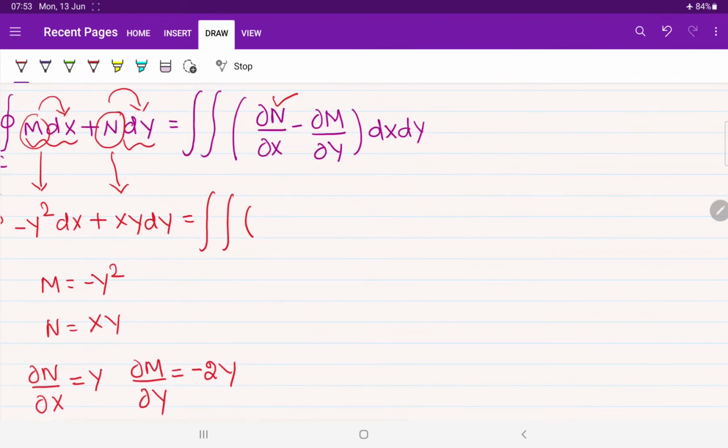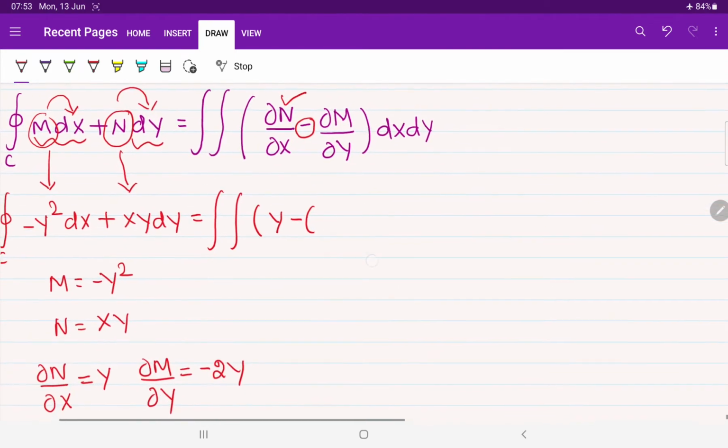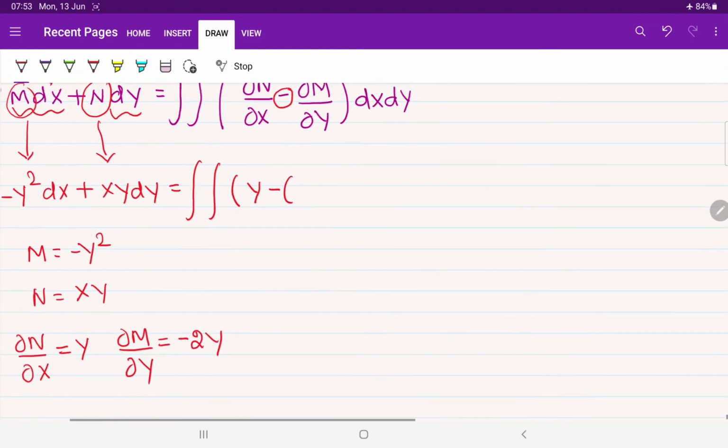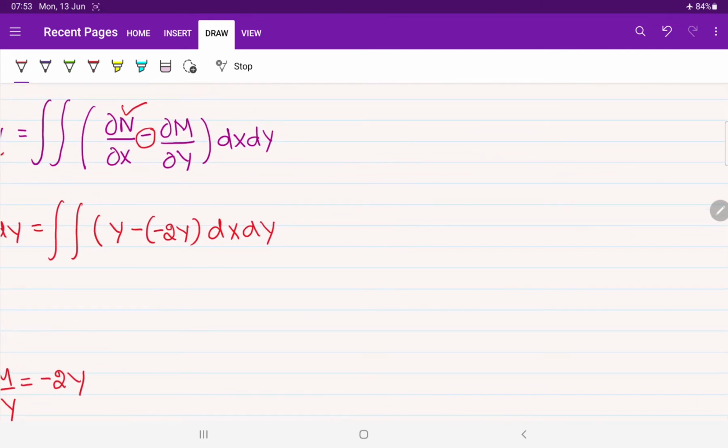Let us substitute both values. Dou n by dou x, we got y, minus, since in the formula we have a minus, dou m by dou y, where m equals minus y square, so from that we got minus 2y. Let me substitute that minus 2y here, such that the overall value will become 3 times y. After that we can complete our integration. So y minus of minus 2y will become the double integration of 3y dx dy. So everything is fine.